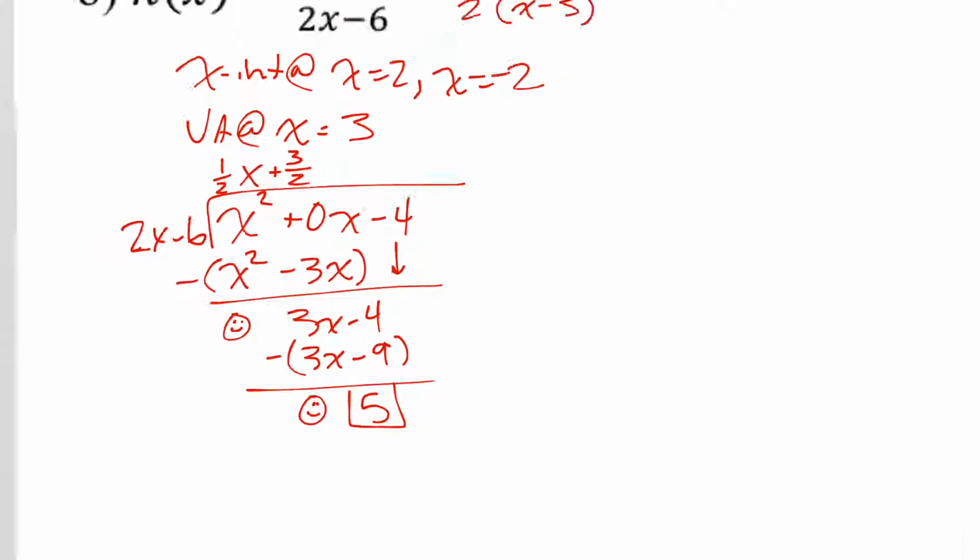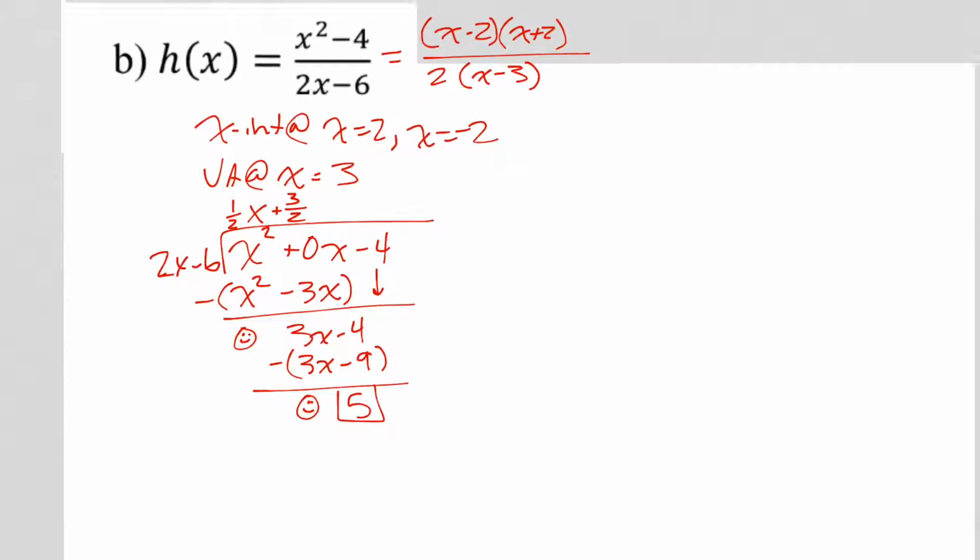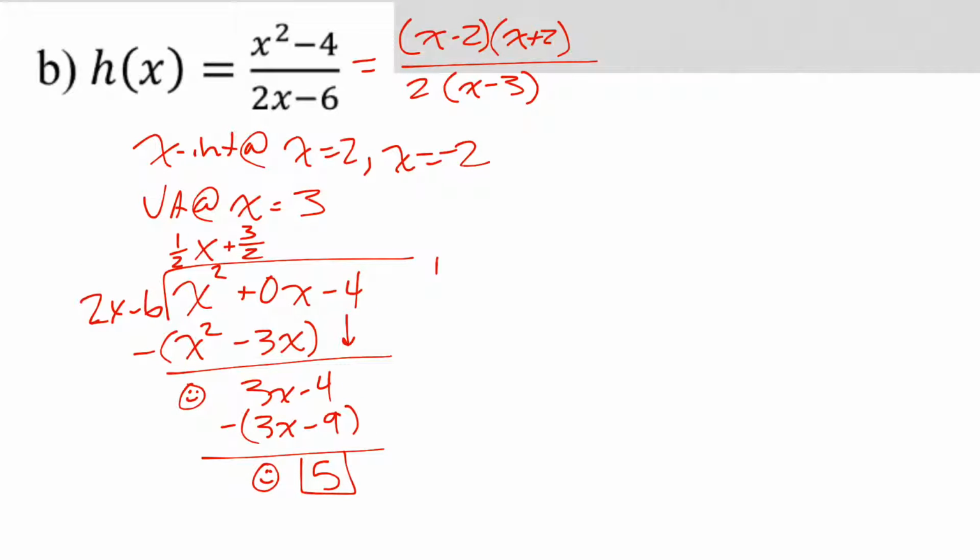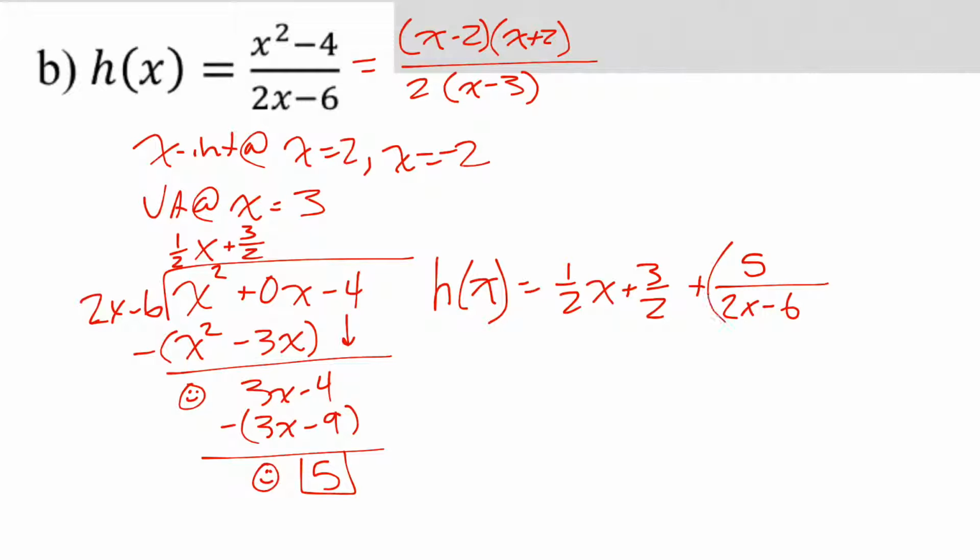So what that's saying is, if this is h of x, this is saying that h of x equals our quotient, which is 1/2 x plus 3/2, plus our remainder 5 divided by our divisor, which was 2x minus 6. But the point of this is that we have found our slant asymptote. Its equation is 1/2 x plus 3/2.